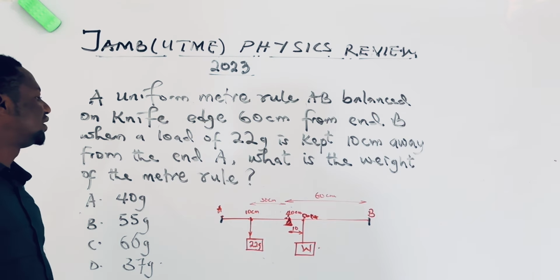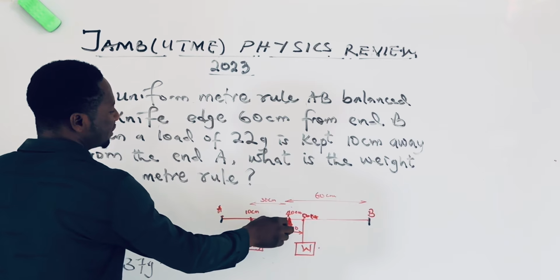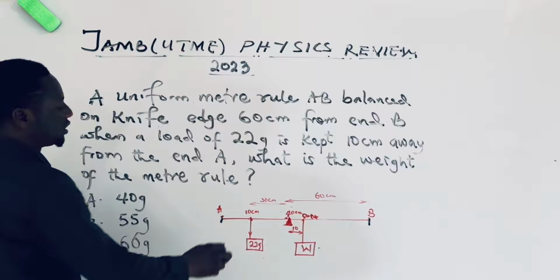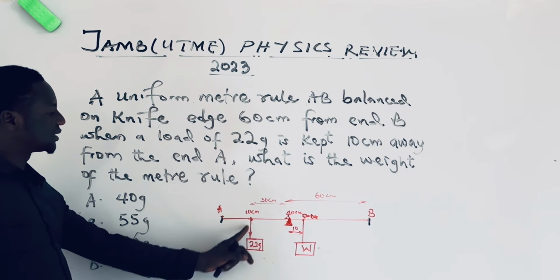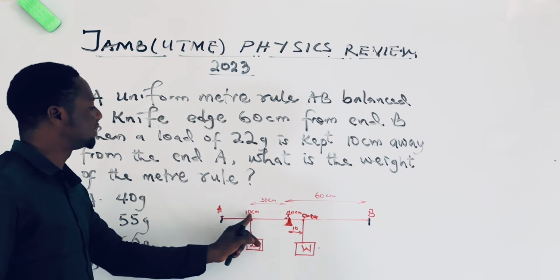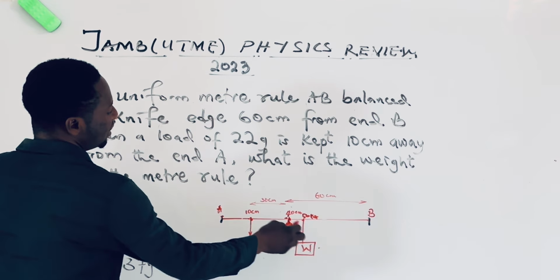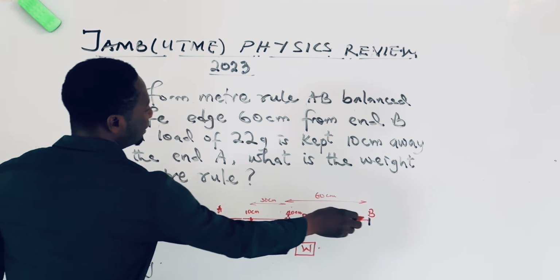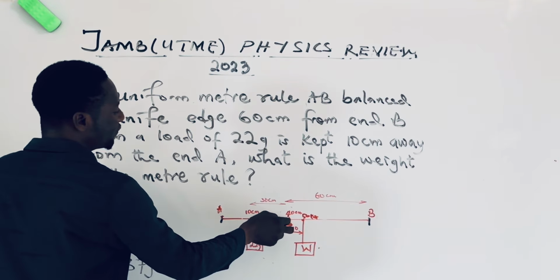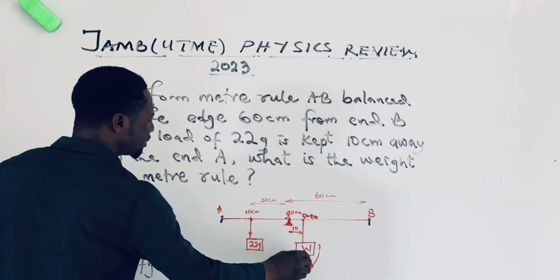And when calculating moment, we must know that the turning point is at the pivot. The distance from this mass to the turning point, from here to here, if this is 40 and this is 10, the difference will be 30. So this is 30. And if this is 50 and this is 60, the difference from the turning point to this will be 10.